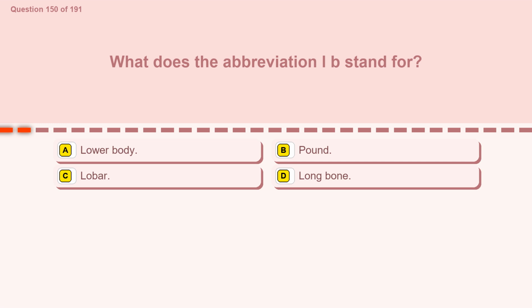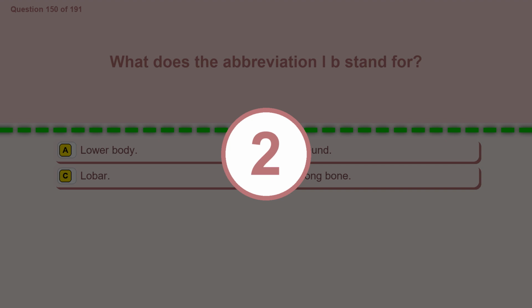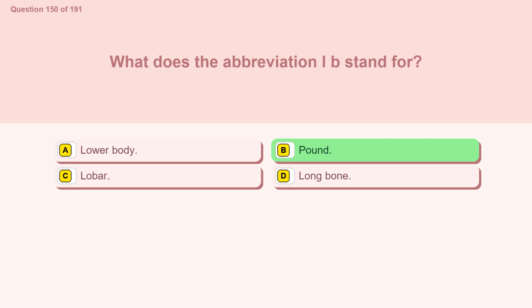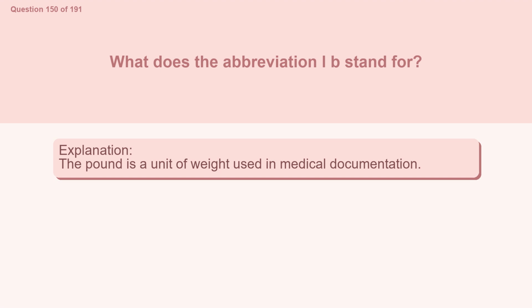Question 150. What does the abbreviation LB stand for? Option A, lower body. Option B, pound. Option C, lobar. Option D, long bone. The correct answer is option B, pound. The pound is a unit of weight used in medical documentation.